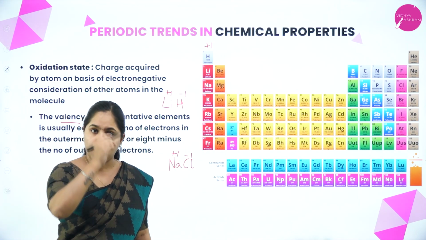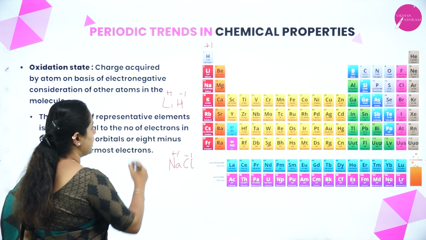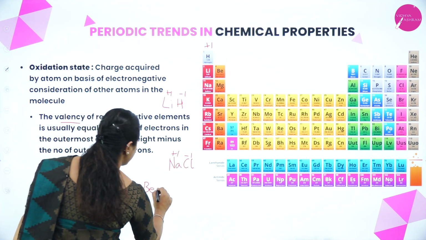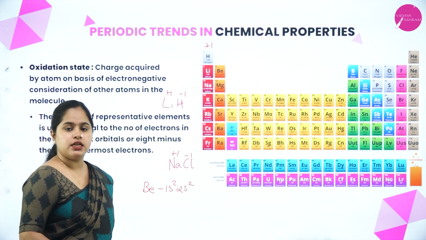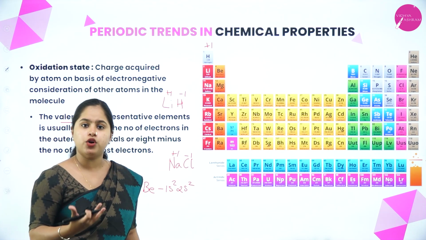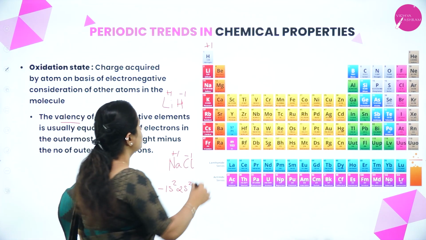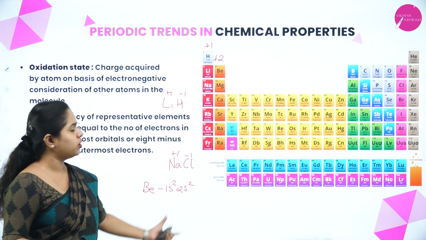We know that the outermost shell will have 2 electrons. Let's take the example of beryllium itself. The atomic number is 4, so the electronic configuration is 1s2, 2s2. To attain stability or to attain the duplet, they will release these 2 electrons. So the oxidation state will be +2 in this case. Now, that is about S block elements.